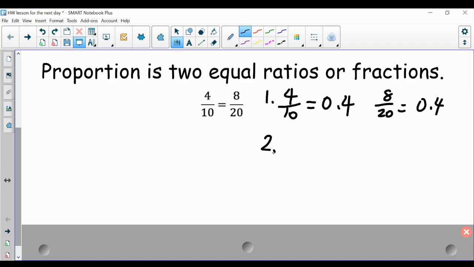And method 2 is called cross multiply. I'm just going to do it on the equation here: 4 over 10 equals 8 over 20. Cross multiply is like a butterfly. So 4 times 20 is equal to 80. You see I'm doing cross and then multiply. And then the next one, 8 times 10, or 10 times 8, which is 80. Great, they are equal. So that is method 2, cross multiply. Yes, 80 equals 80. So I just checked it. They are proportional. And once again, if they are not equal, they are not proportional.